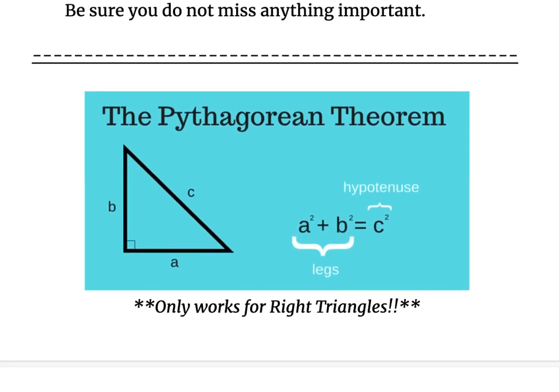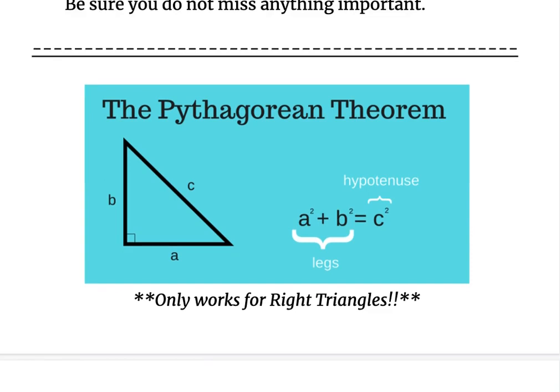Alright, so as a review, the Pythagorean theorem is a squared plus b squared equals c squared. Remember that a and b are just names for what we call the legs. Those are the shorter sides of your right triangle. And c is for the hypotenuse. That's the longest side of your triangle, and it is always going to be opposite to the right angle. So it's always going to be right across from the right angle, the square right here.